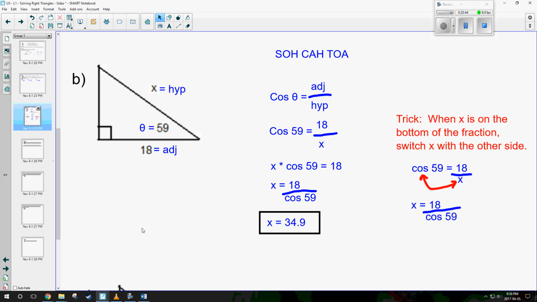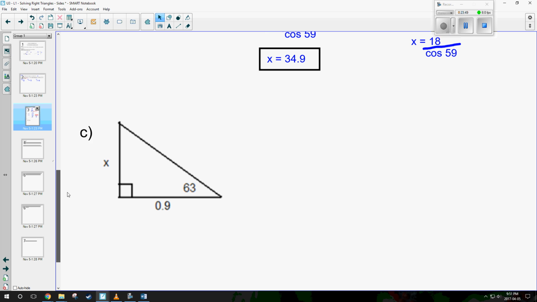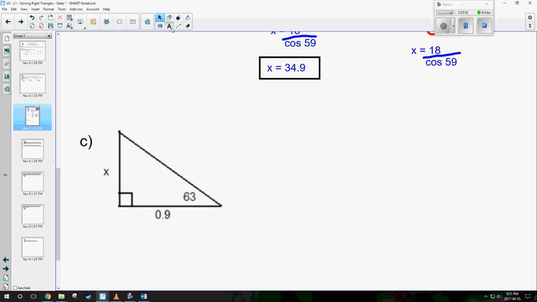Let's take a look at our next example here. Again, you always want to label what information we're given. Inside of our triangle, we see that 63 is given, so we know that is our angle. Then we want to label what sides we're given. This side right here, the 0.9, is beside our angle, so that is our adjacent value. And this x over here is the one that's across or opposite to our angle, so it's an opposite value.